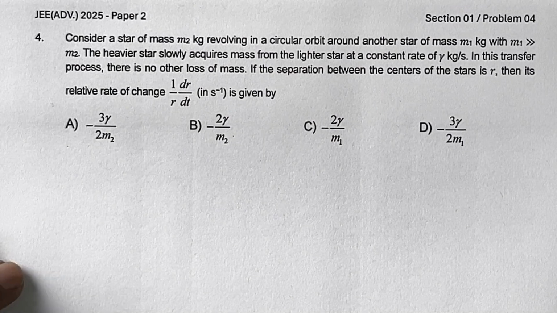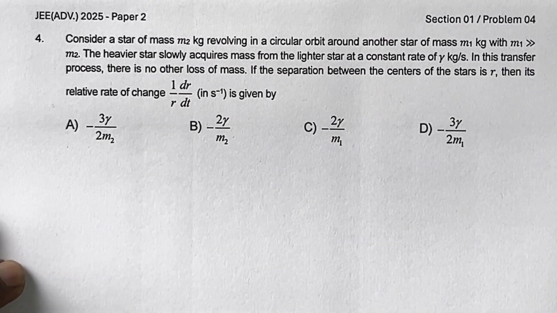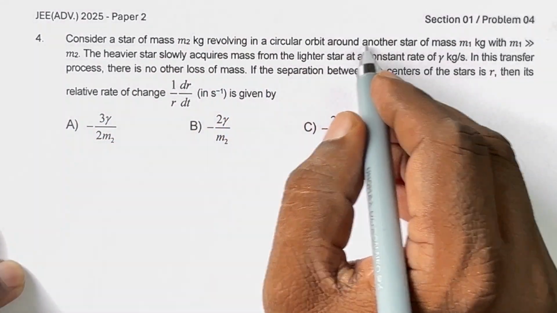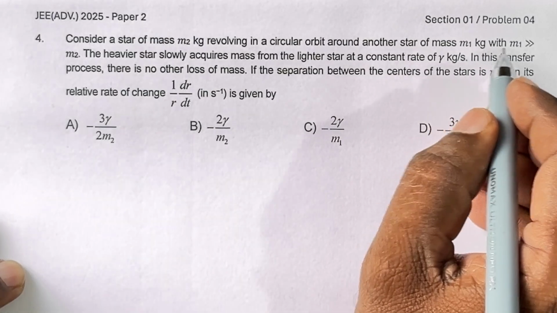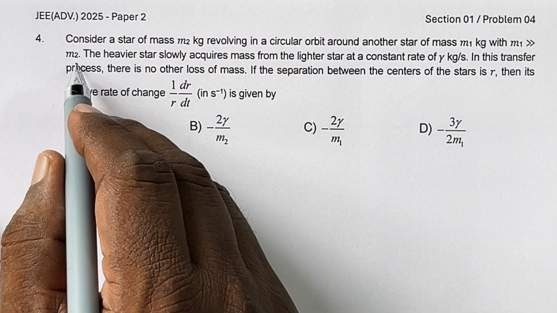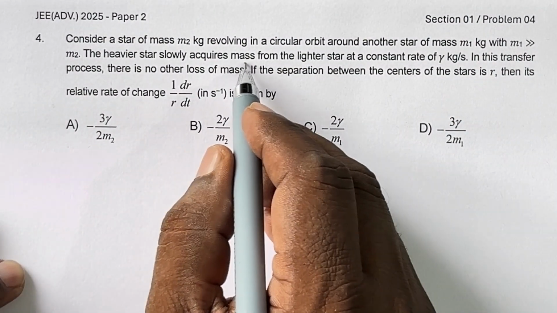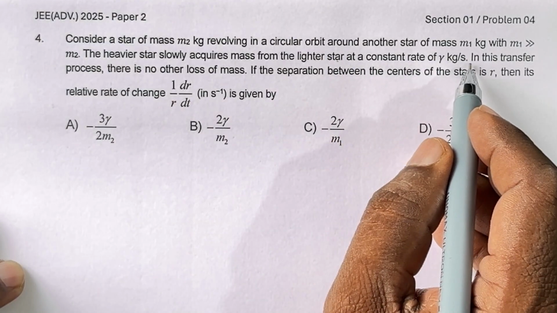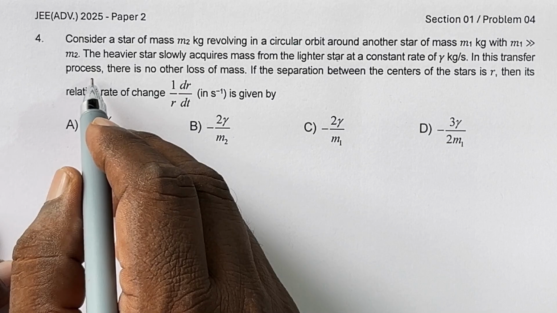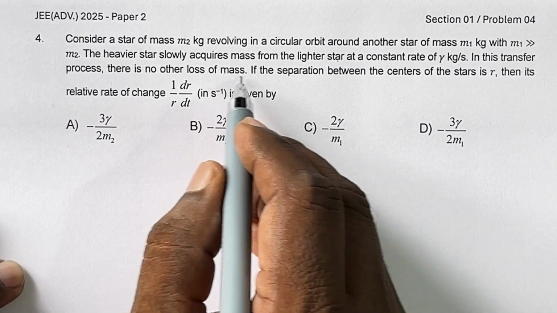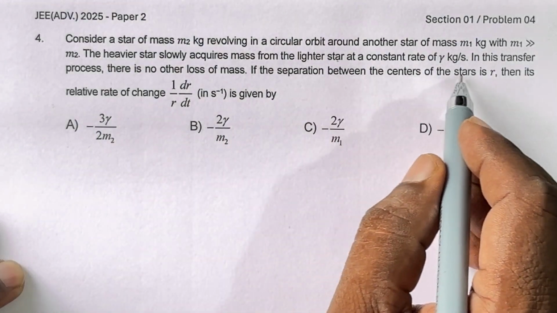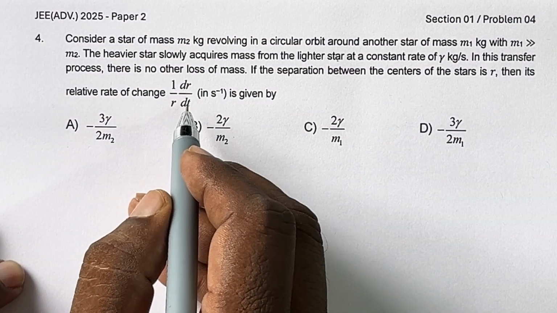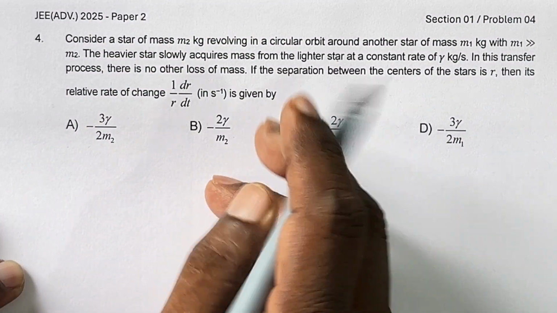In this problem, consider a star of mass m2 kg revolving in a circular orbit around another star of mass m1 kg, with m1 very much greater than m2. The heavier star slowly acquires mass from the lighter star at a constant rate gamma kg per second. In this transfer process, there is no other loss of mass. If the separation between the centers of the stars is r, then its relative rate of change, 1/r dr/dt per second, is given by.